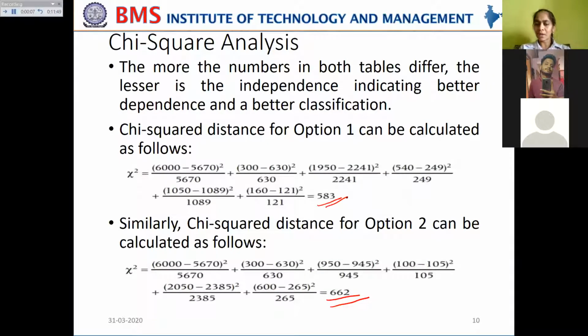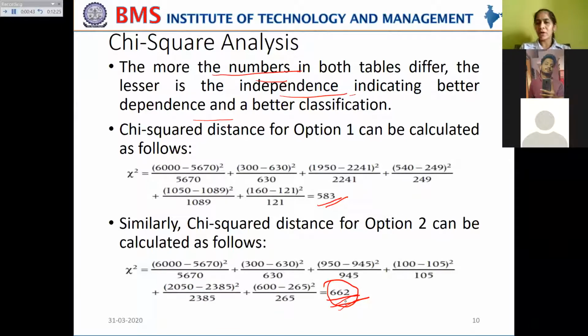Now which is the greater value? In option 2 we got the higher chi-square value, right? So the more the numbers in both tables differ, meaning the higher the difference, the lesser the independence, indicating better dependence and a better classification. If you have a higher chi-square value, this indicates there is higher dependence between the categorized variables, meaning we are performing a better classification.